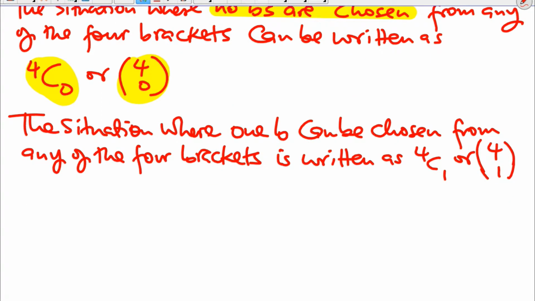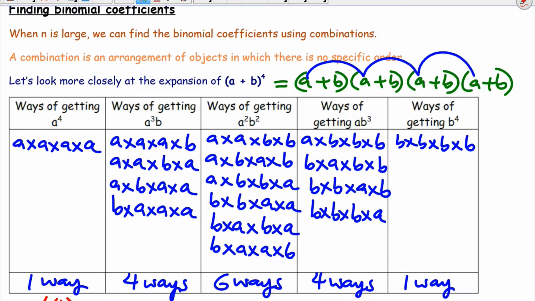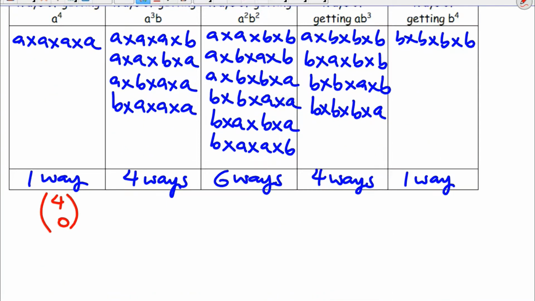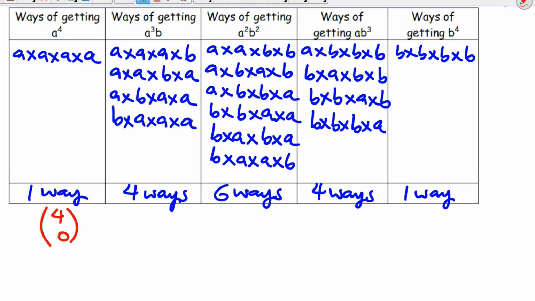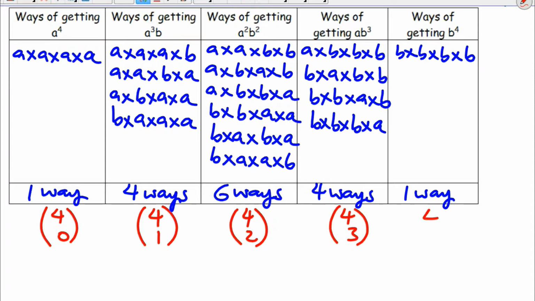Now, the situation where 1 b can be chosen from any of the four brackets is written as 4 choose 1, or (4 1). So here, in the second column, because 1 b is being chosen, we write 4 choose 1. And likewise, in the third column, 2 b's are chosen, 4 choose 2, 3 b's are chosen, 4 choose 3, 4 b's are chosen, 4 choose 4.